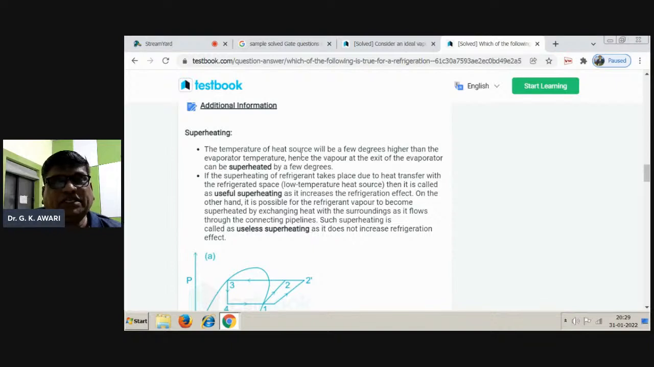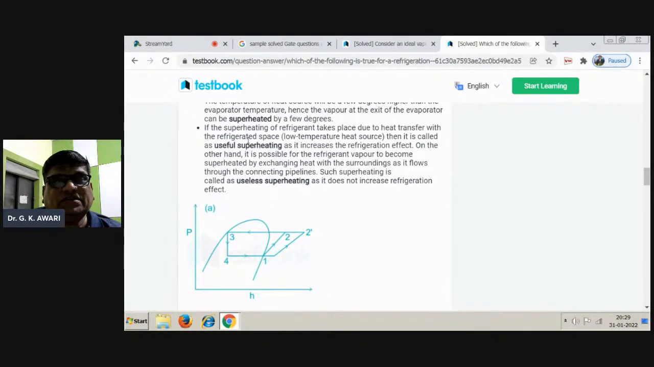The temperature of the heat source will be a few degrees higher than the evaporator temperature. Hence, the vapor at the exit of the evaporator can be superheated by a few degrees. The superheating of refrigerant that takes place due to heat transfer from the refrigerated space is called useful superheating, as it increases the refrigerating effect.